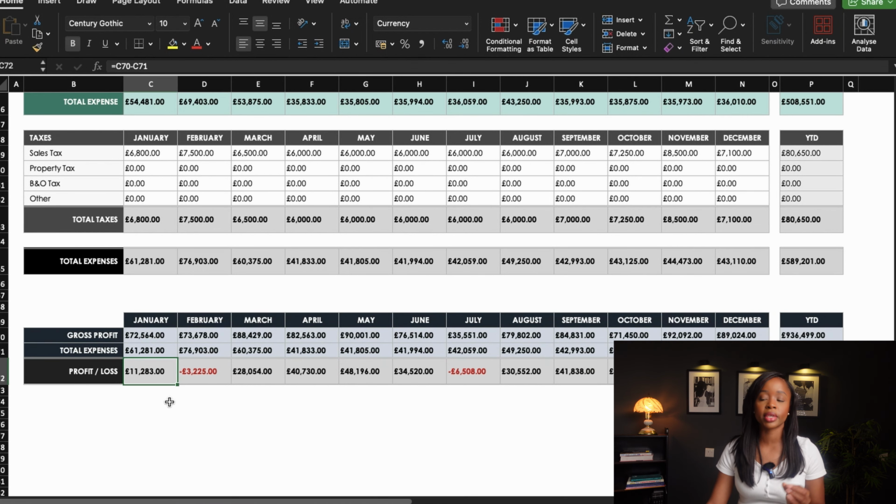Now, as you can see from the example here, for this particular business, they have made a consistent profit on average throughout that particular year, apart from in 2 months, February and July, where the business actually made a loss.